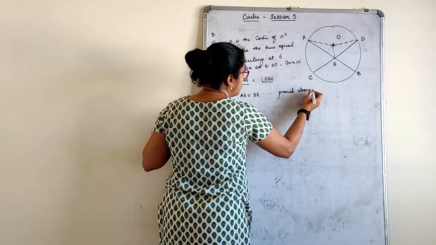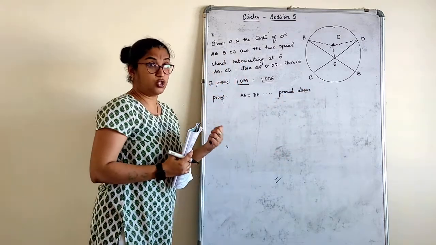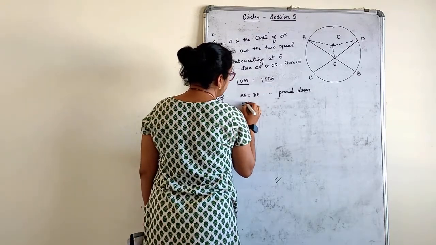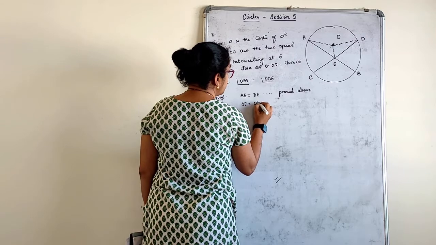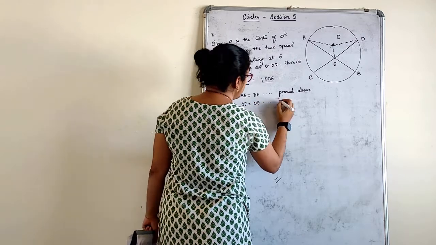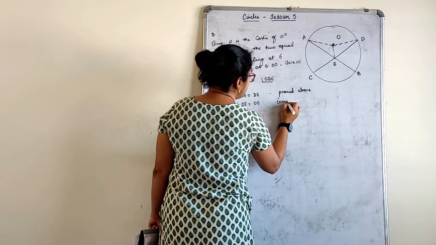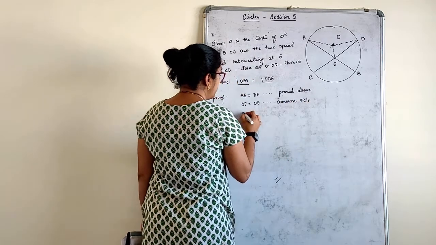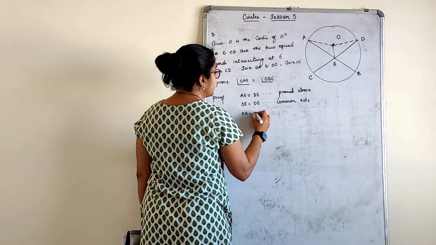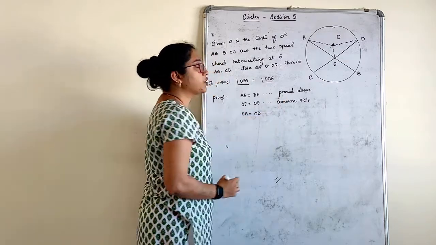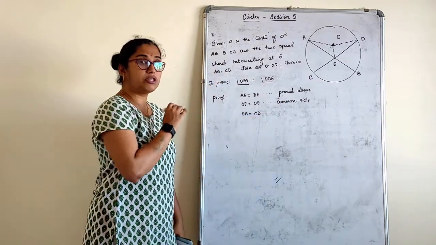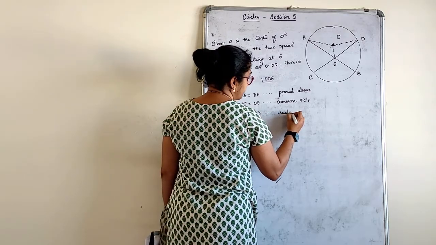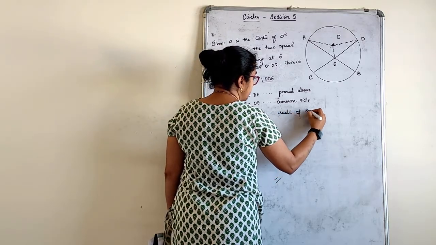This is actually a combination sum, children. So OE is equal to OE, common side. Can I say OA is equal to OD? What could be the reason? From the center to the circumference it is joining, radii of the same circle.